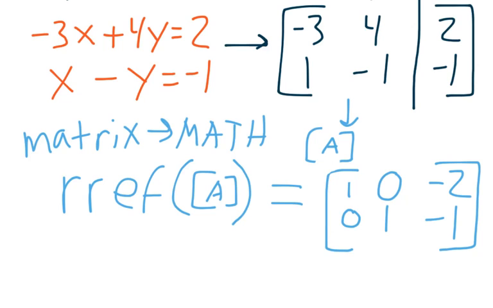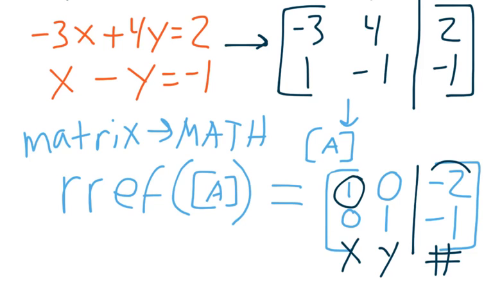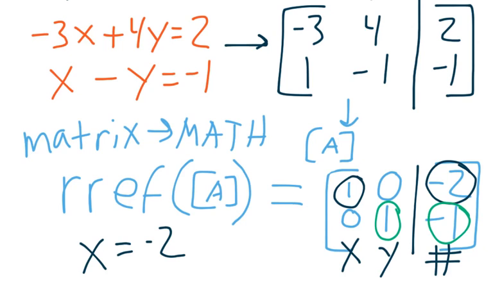You get the matrix 1, 0, -2, 0, 1, -1. So again, this is your x column, your y column, and then your numerical constant column. So 1x is -2, so x equals -2. And then 1y is -1, so y equals -1. So your answer is -2, -1. This is your answer here.